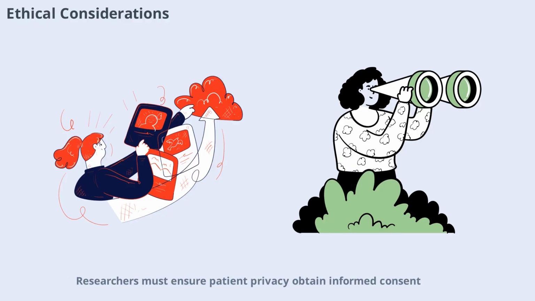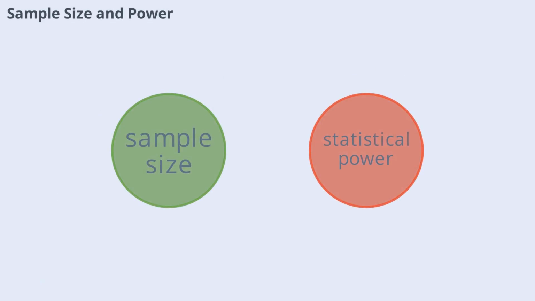Researchers must ensure patient privacy, obtain informed consent, and adhere to ethical guidelines when collecting and analyzing data. Protecting patient rights and maintaining confidentiality are not only legal requirements but also essential for maintaining public trust in medical research. Determining the appropriate sample size is a critical step in quantitative research.